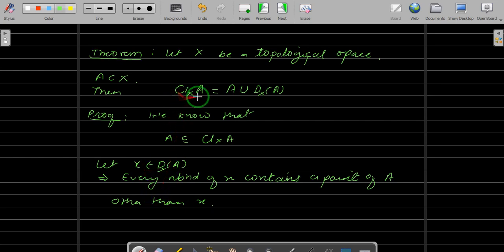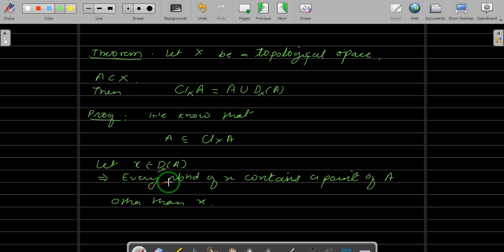But we already proved one statement wherein we state that X belongs to closure of A if and only if every neighborhood of X intersects A. It may be that the intersection is the simple point X. That is the difference between derived set of A and the closure of A. For derived set of A, we say that every neighborhood of X contains a point of A other than X. And for closure of A, it need not be other than X. The only thing is, if you take a neighborhood, it should intersect A.